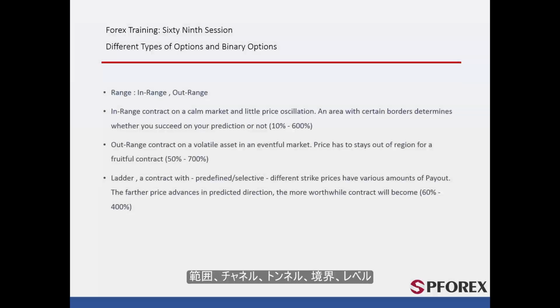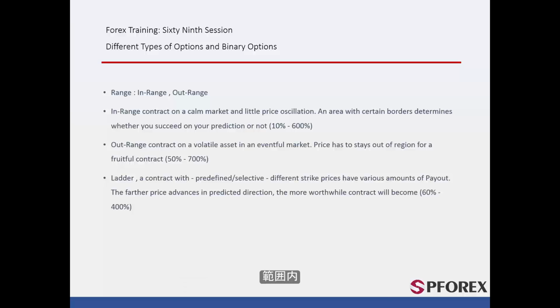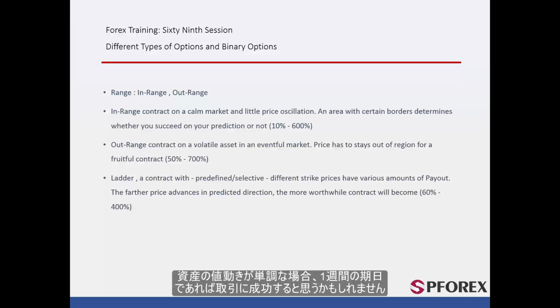Range, channel, tunnel, boundary, and level. Despite different names, the concept of trading is still the same. Traders have to determine a region that price fluctuates inside or outside. This type is divided into two types, an inside range or in range and an outside range or out range. In range: considering that an asset has a monotonic motion, a trader may speculate that a contract with a 1-week expiration time would be successful.